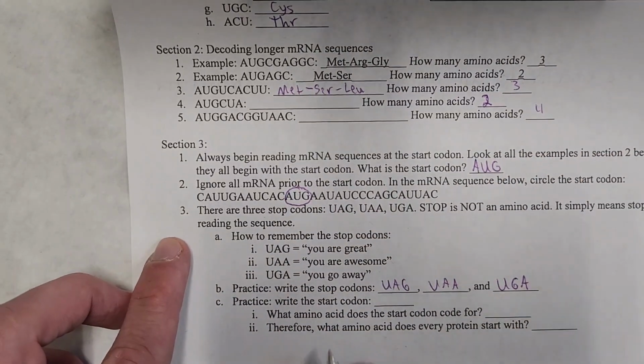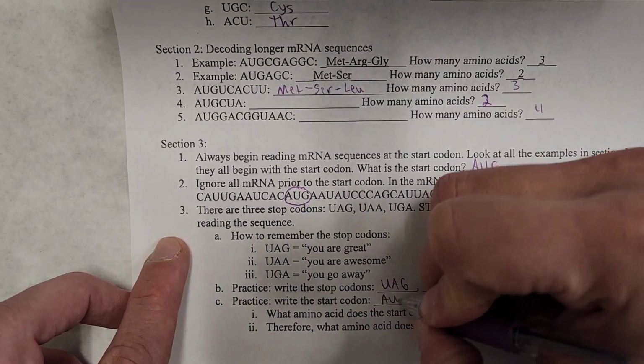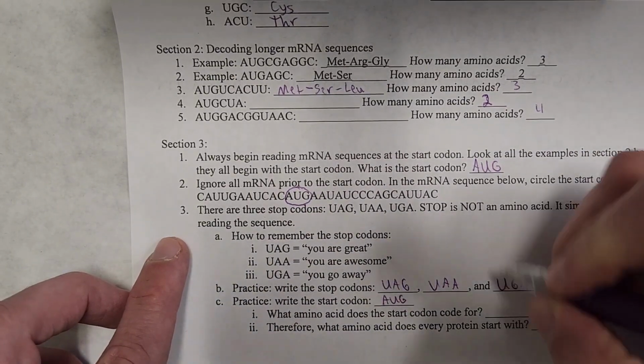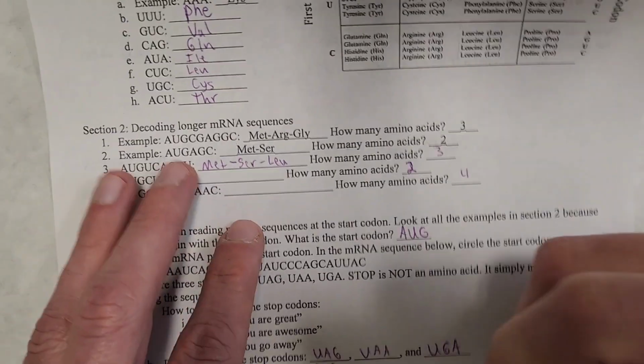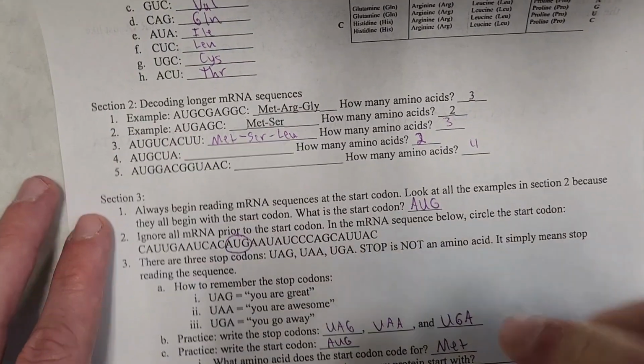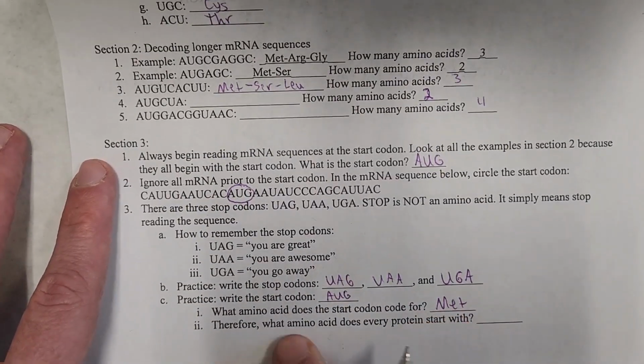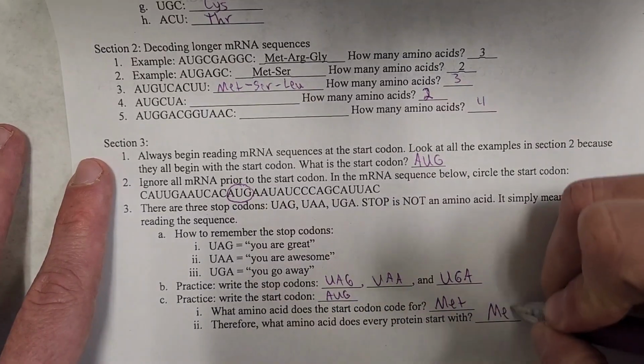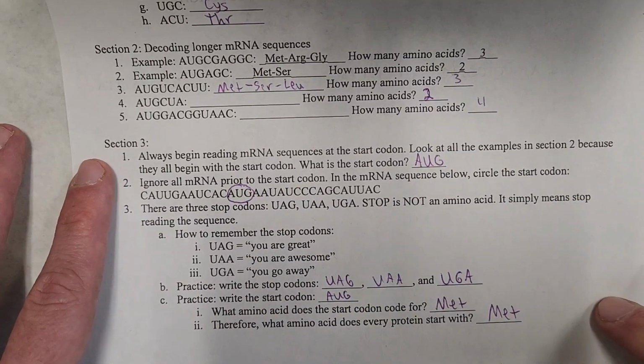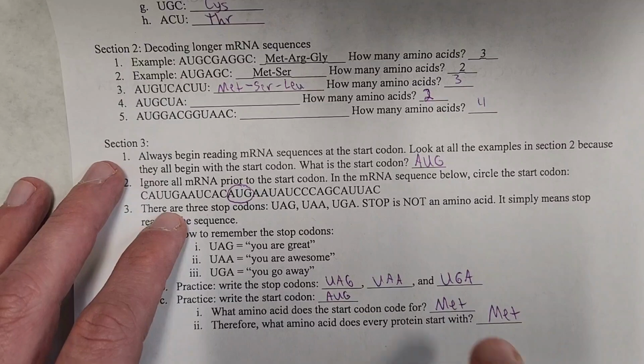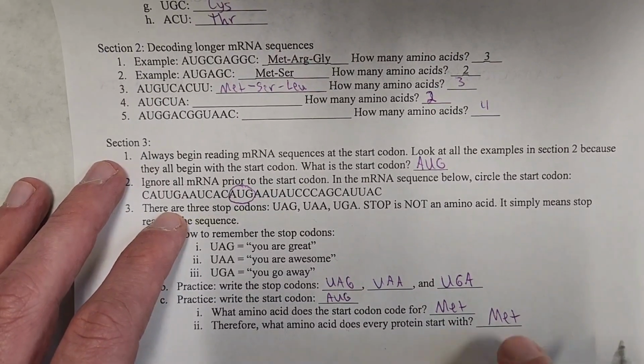Helps you remember it. So write the start codon for practice, the AUG, because if you look at the start codon, it codes for methionine, MET. That means every amino acid starts the same way. They all start with methionine, no exceptions. All the proteins start with methionine as the first amino acid.